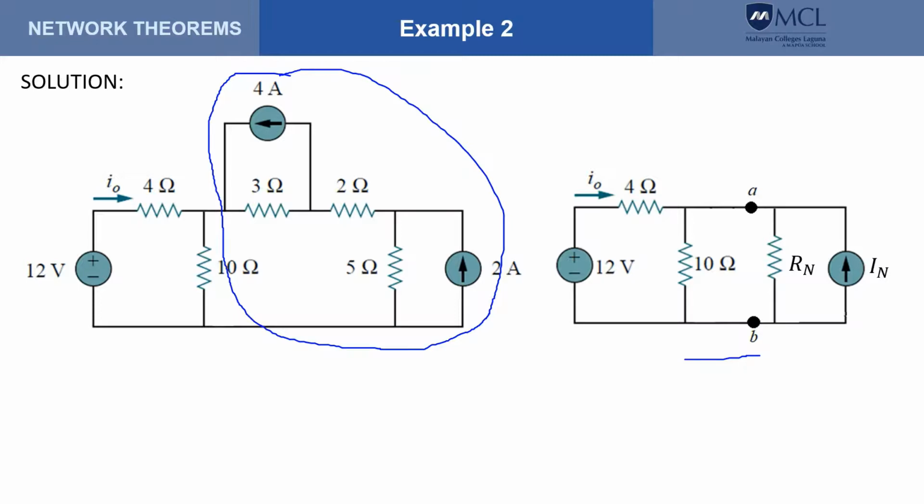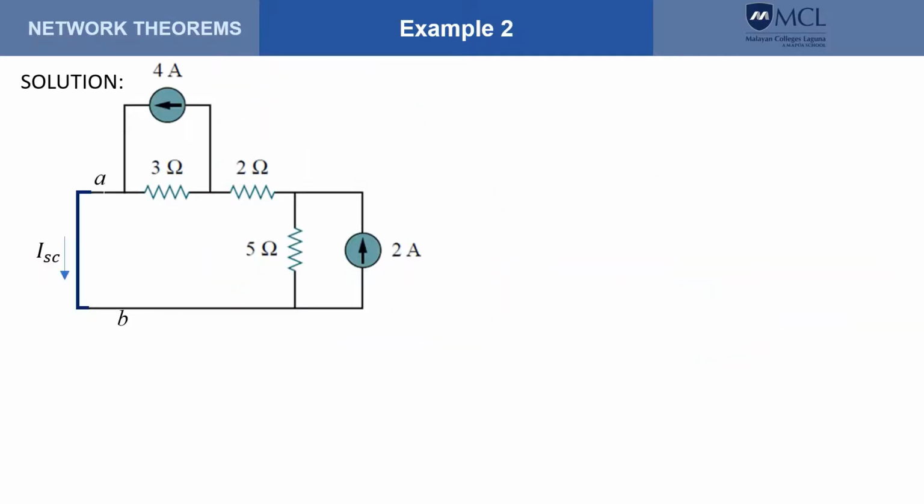where the terminals A and B are these terminals. So this is your A, and here's your B here. To find I sub n, we remove that part of the circuit that will not be converted from the original circuit and apply a short at the open terminals AB. To find I sub SC, we can use mesh analysis.